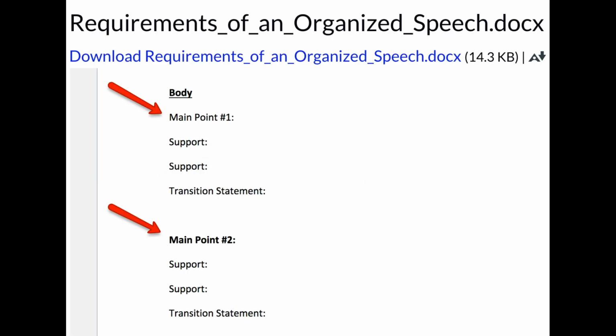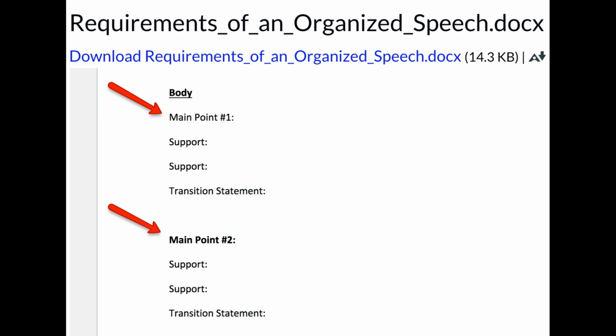Okay, so in terms of the body, these are simply your main points. And what's important is that they're clear and they're distinguishable and they go in the order of your preview.